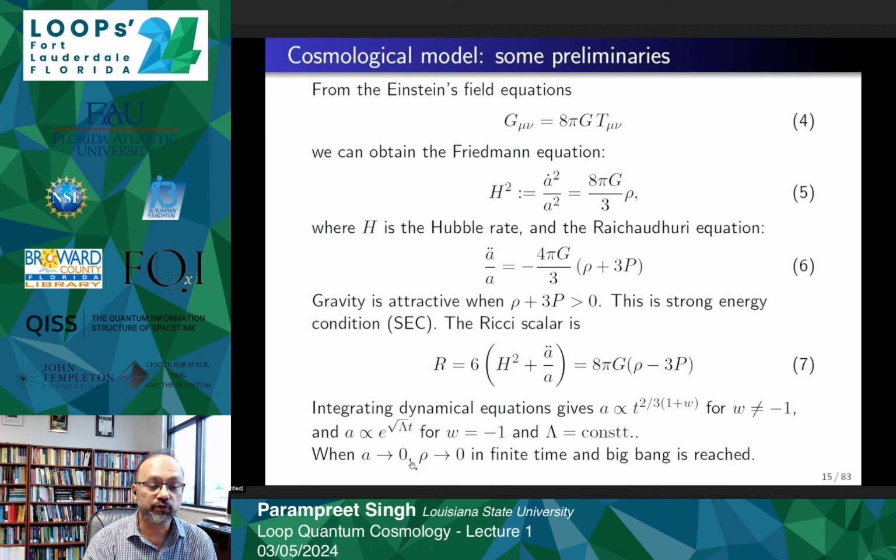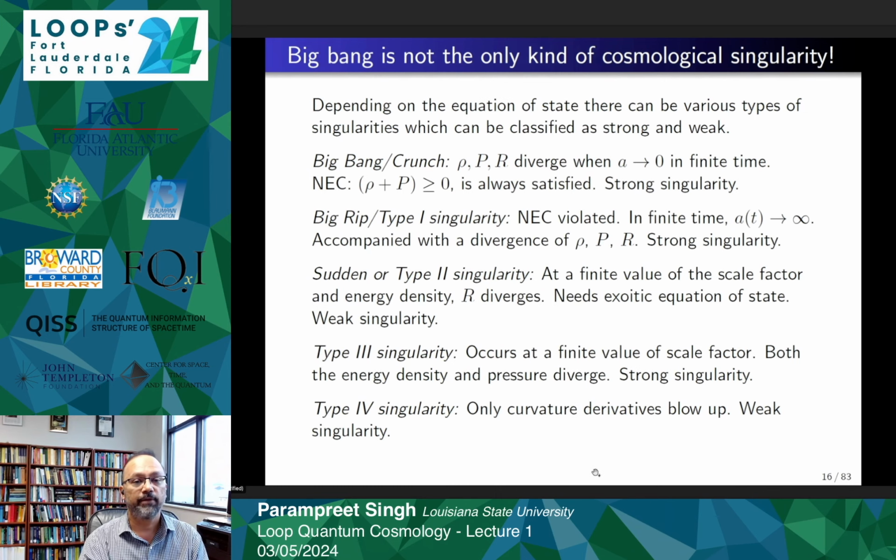Now, when a goes to 0, that is where the Big Bang is. I'm sorry, this has to be infinite. Rho goes to infinity in finite time. I'm sorry about this big typo. Rho goes to infinity in finite time, and the Big Bang is reached. But the Big Bang is not the only kind of cosmological singularity. A quick look: there can be other kinds of singularities which come from choosing different equations of state.